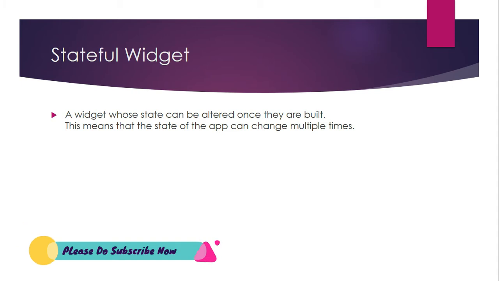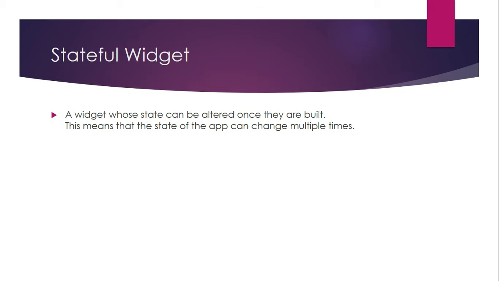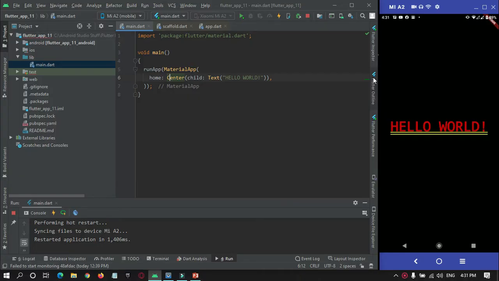So what is a stateful widget? A stateful widget is a widget whose state can alter anytime in the app. That means that when an app has been built, and in future there is some data change in our database, it can automatically be shown in our Flutter app many times. So for example, we will check it out in our Flutter code. First, we will build an app with a stateless widget.